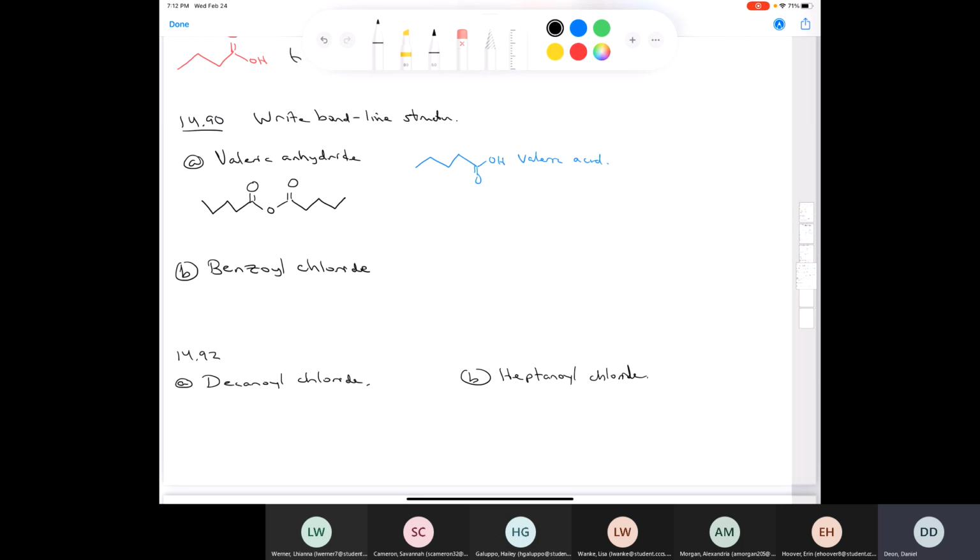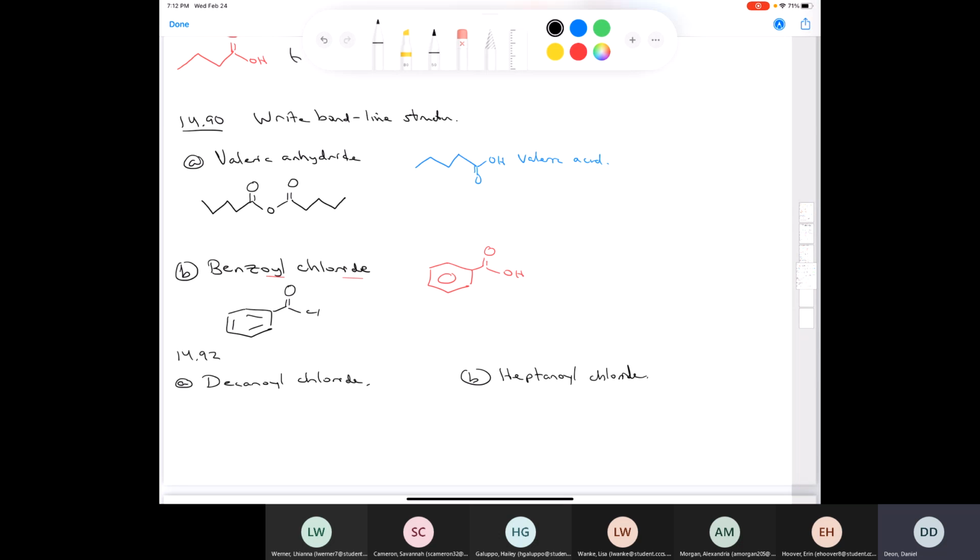Valeric anhydride. Benzoyl chloride is going to be a derivative of benzoic acid. Right here we have benzoic acid. And when we make an acid chloride, we drop the oic acid and we add oyl chloride. So our benzoyl chloride is going to look like this. Just going to be benzoic acid, but the hydroxyl will be replaced by a chlorine like that.